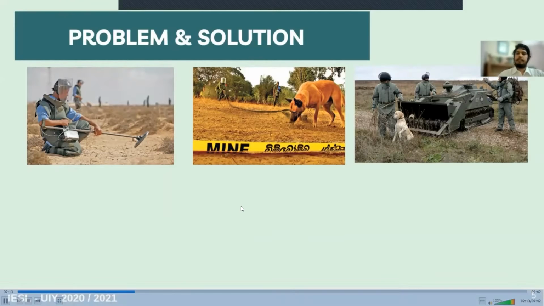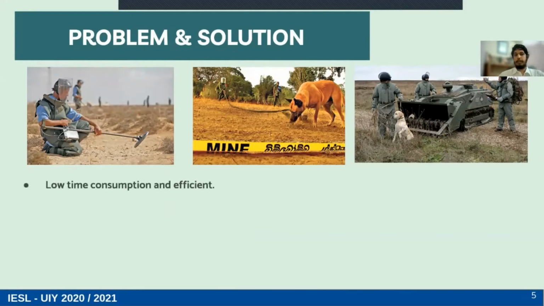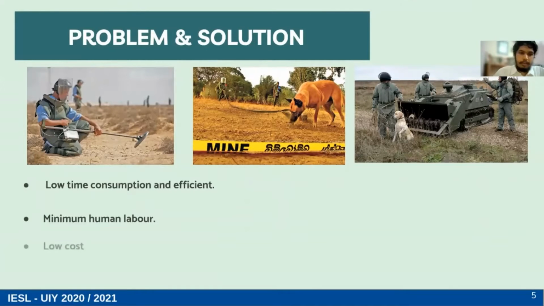So what should an ideal solution look like? First and foremost, it should be low time consumption and it should be efficient. It should have minimum human labor, since there's a high skill requirement for the manual humanitarian way and also some sort of a barrier when using remote control machinery as well. And the solution should obviously be lower cost than the current methods available.